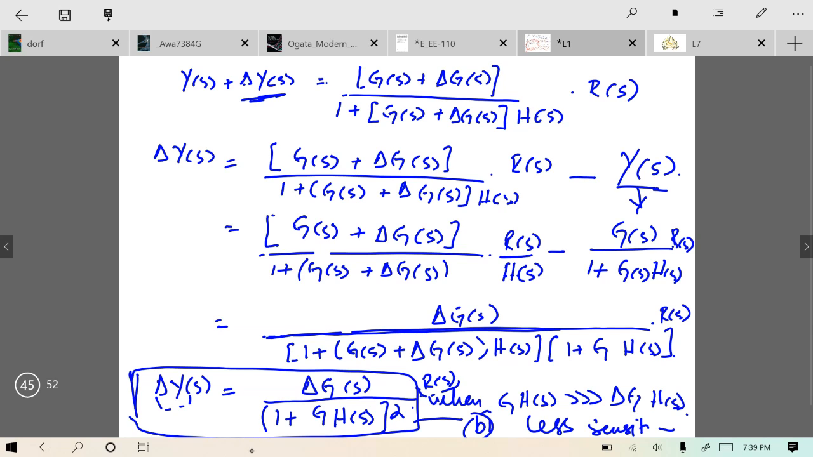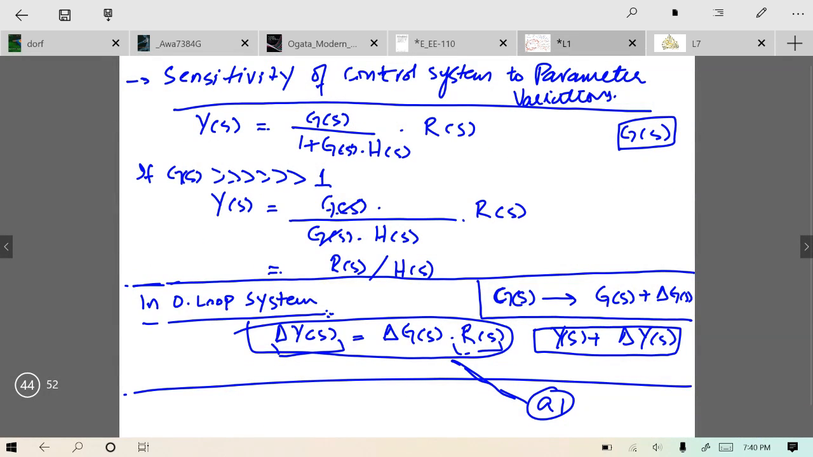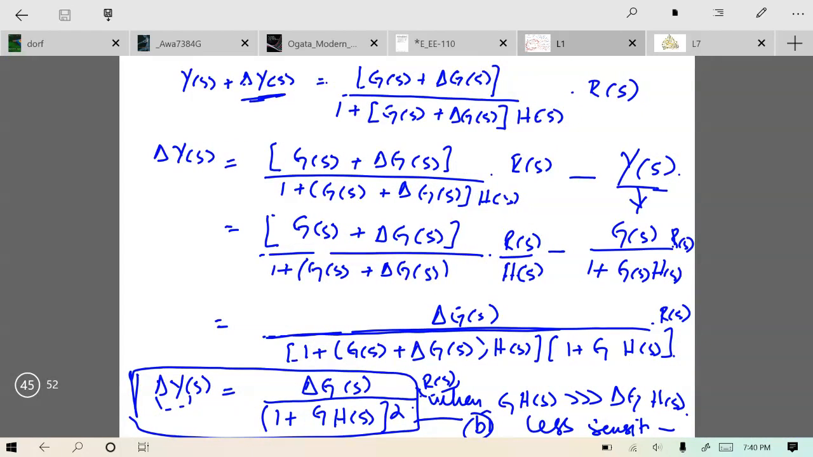So the change in output is (1 plus GH(s)) squared times less than the change in output in an open loop system. So you can say that by feedback path, or by a closed loop system, your system is more robust and less sensitive to a change in G(s).